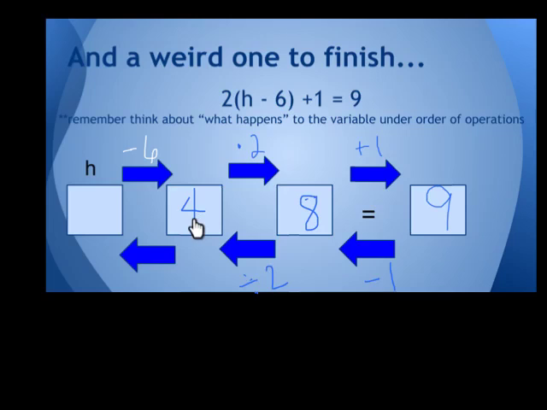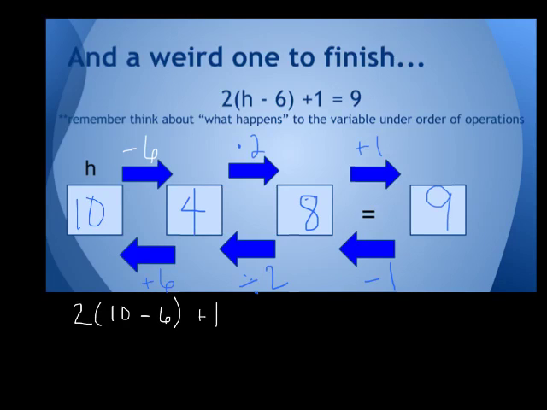The last step we need to undo is this minus 6. How are we going to undo minus 6, or what's the inverse of minus 6? Plus 6. 4 plus 6 is 10. Go back to the original problem and plug in 10, and we get 2 times 10 minus 6 plus 1.